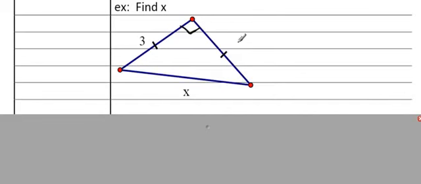So I'd like for you to pause the video and see if you get the same thing I get. You are going to get a decimal, and I'd like for you to round to the nearest tenths. So you should have gotten that x is 4.2. If you didn't, raise your hand and let me know, and I'll be happy to help you.